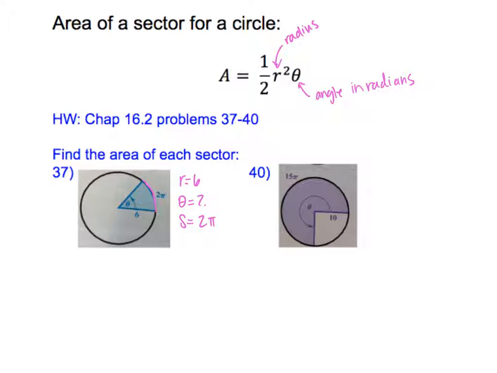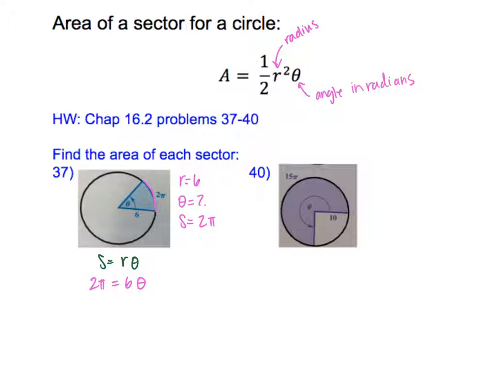Well, that's not good, because if I plug in the radius, I can't find the area of the sector because I don't have the angle, unfortunately. So I can't use this formula yet. Instead, I have to go back and use the arc length formula first. So the arc length formula is radius times theta. And so I know that I have 2 pi for my arc length, and the radius here is 6, so I have to find my theta.